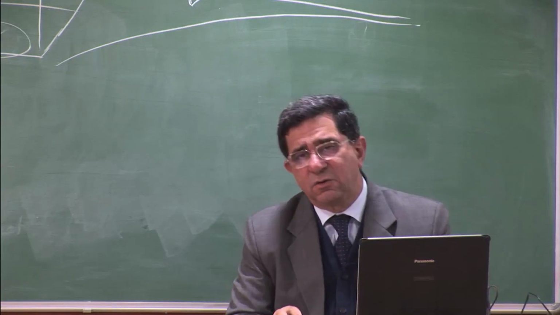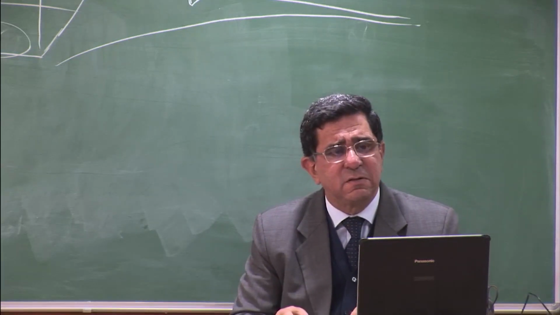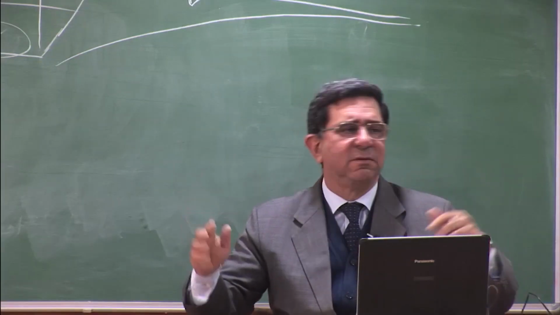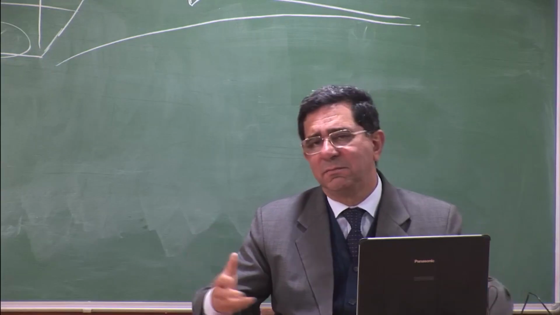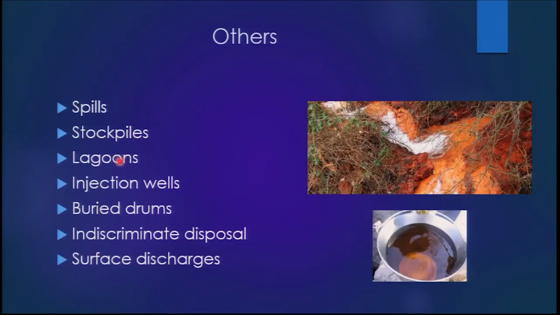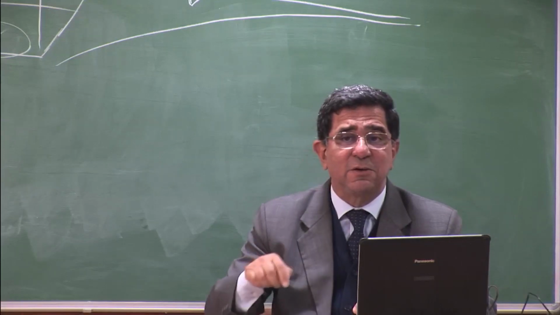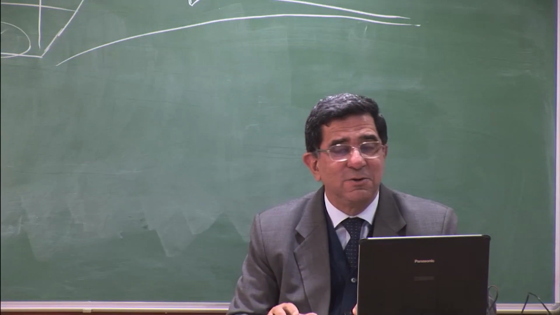And then you can have other sources of ground contamination, spills. You have a tanker which is carrying something, it has an accident, it spills something. Stockpiles, you're temporarily stockpiling some material, including coal, and you don't have a covered shed, so it's being stockpiled in the open. Lagoons, like ponds where we are storing material. In the past, the industry used to inject their wastewater into the ground using injection wells.